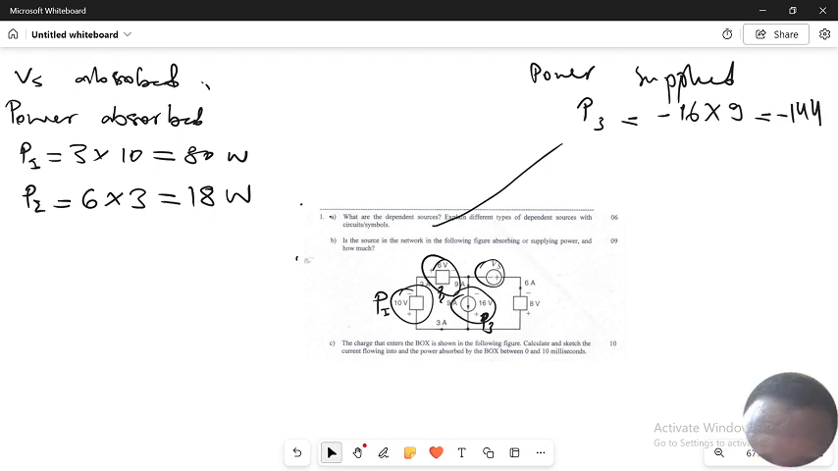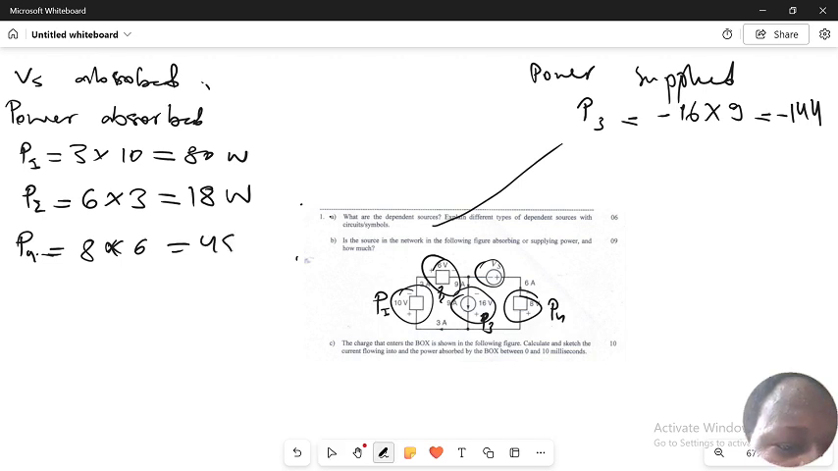Now minus 144. Let me determine this one now. The current is entering or leaving? This is the same current that passes here, and it is entering the positive terminal. When current is entering the positive terminal, it should be absorbed. I will have P4 here. P4 is going to be equal to 8, the voltage, multiplied by 6, which is 48.